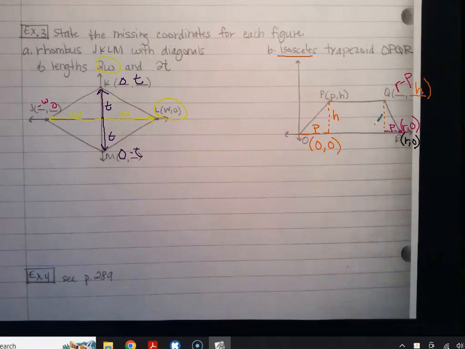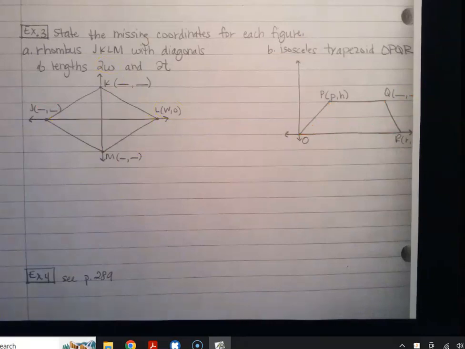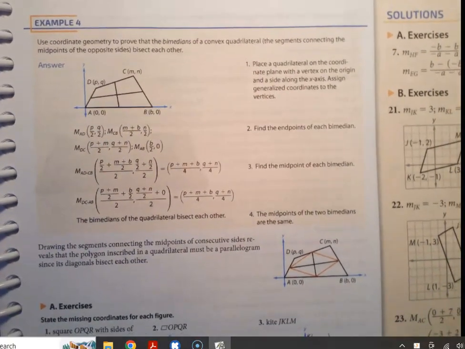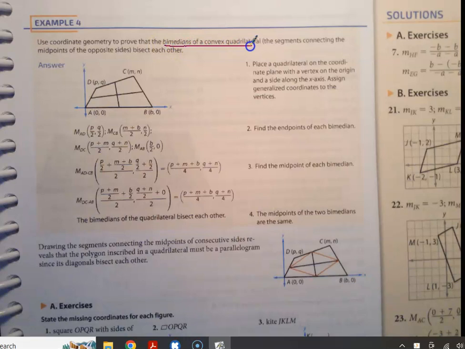Okay. And then I'm going to put up here, it says example 4, see page 289. I wanted to talk about this proof, but it was a lot of work to include in your notes. And it's not really a proof, I guess. But this one says use coordinate geometry to prove that the bimedians. So this is a term of a convex quadrilateral that we haven't really seen yet. And that says it's the segments connecting the midpoints of the opposite sides.